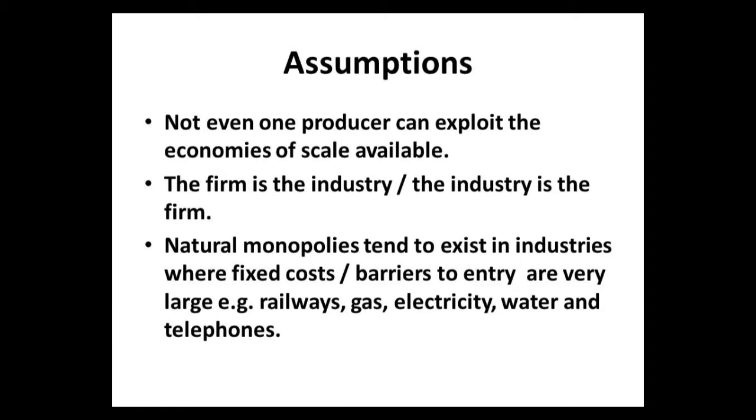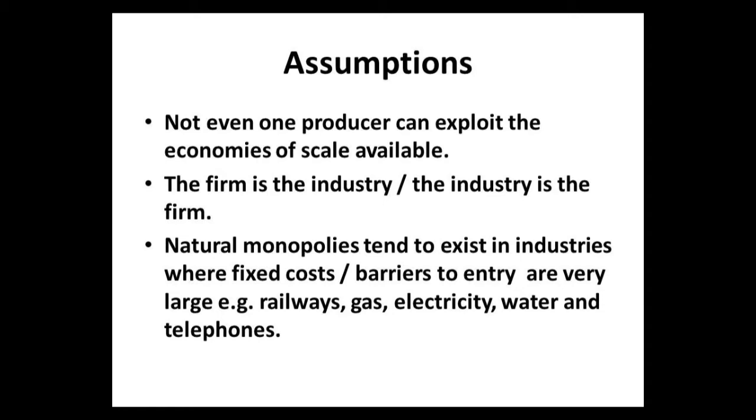We assume that the firm is the industry and the industry is the firm. In other words, there's only one firm in this industry. And we also say that these natural monopolies tend to exist in industries where either the fixed costs or the barriers to entry are particularly high. In these industries, it doesn't make sense to have two businesses providing the same goods.